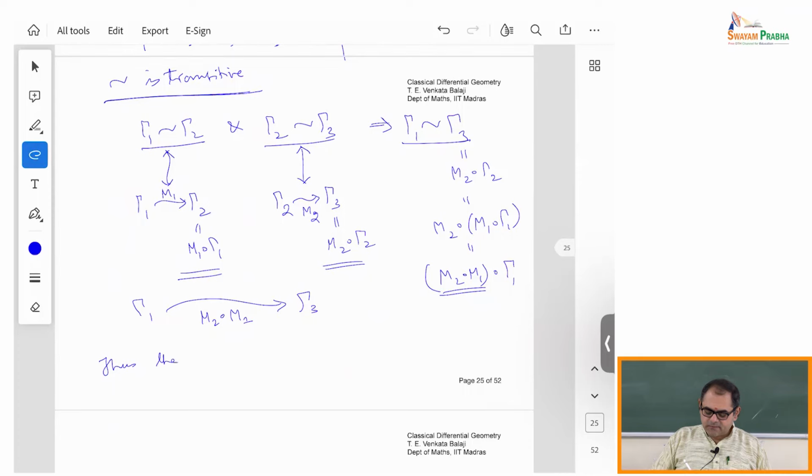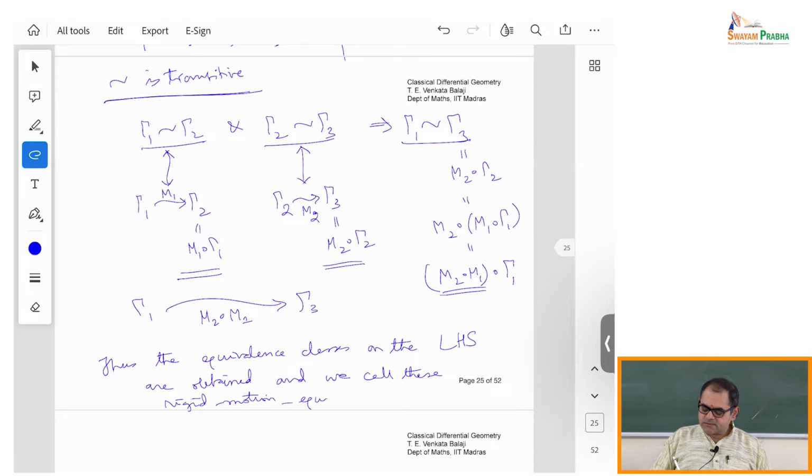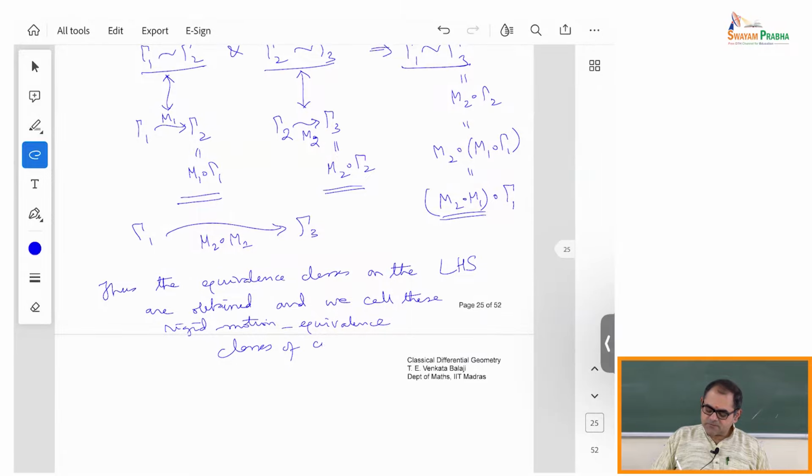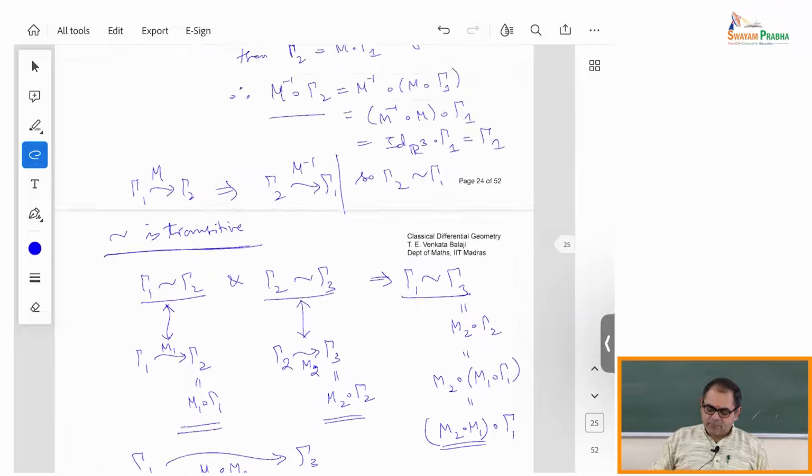Okay. So I will write this down. Thus, the equivalence classes on the LHS are obtained, and we call them rigid motion equivalence classes of curves. Okay. So, and I'll put some notation now.